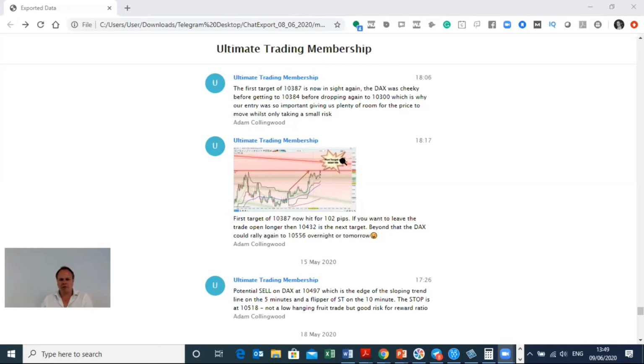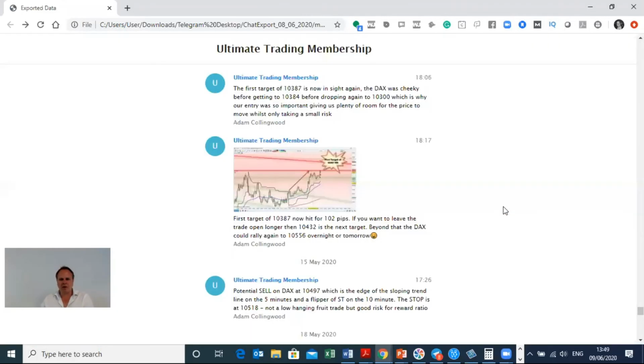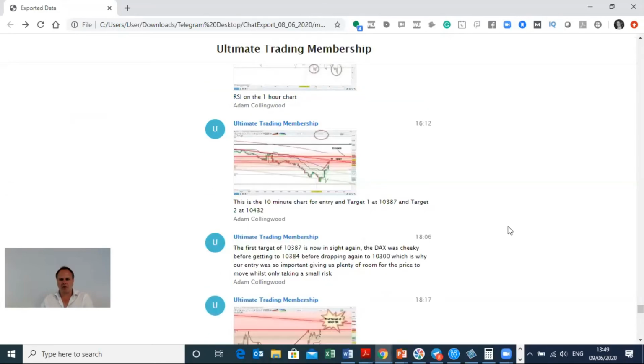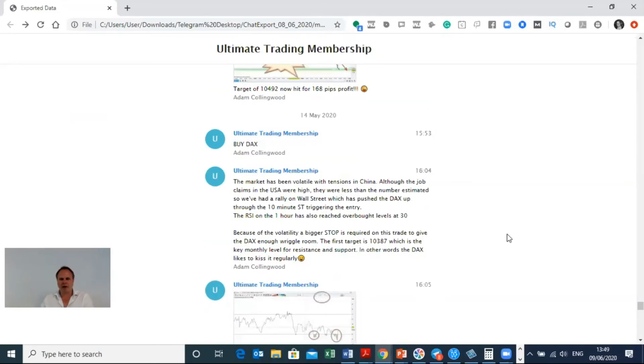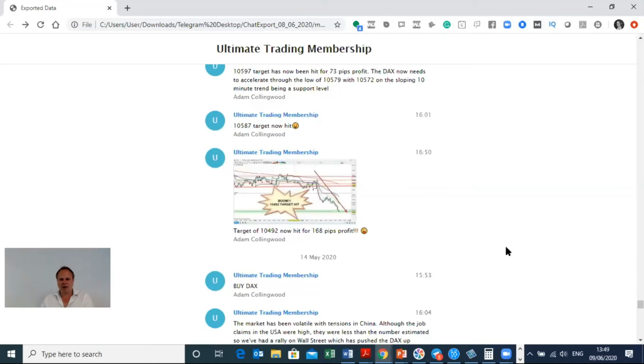So I'm always giving a running commentary there, so you can see this is the chart and why we would take profit at 10,387, that major level of resistance. So we were buying the DAX in this particular case. And with my Ultimate Trading Membership Group, it's not just the alerts, as I said, it is always explaining what's happening and why we are selling or buying.